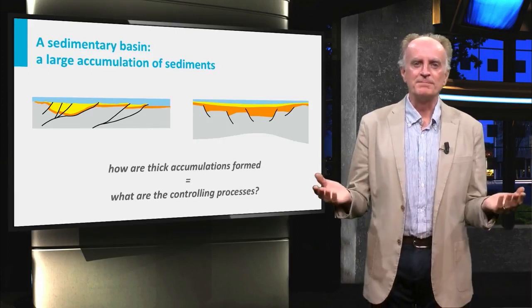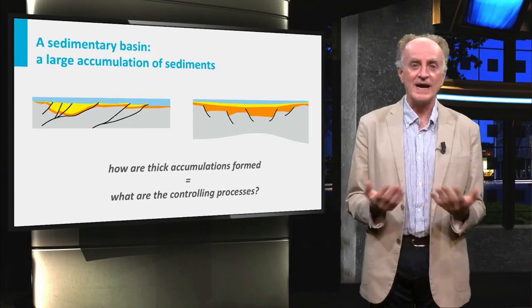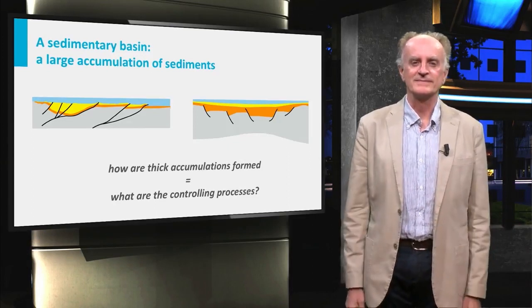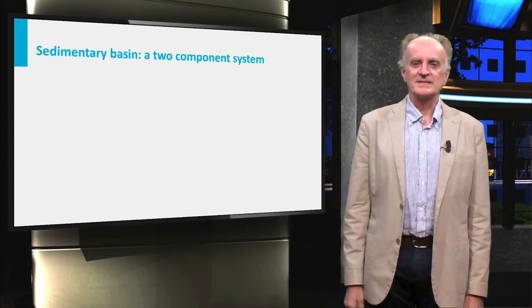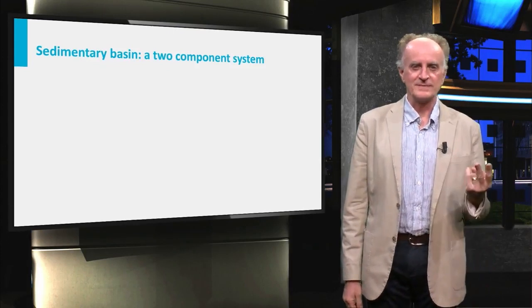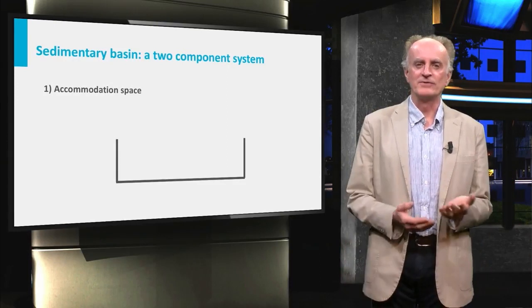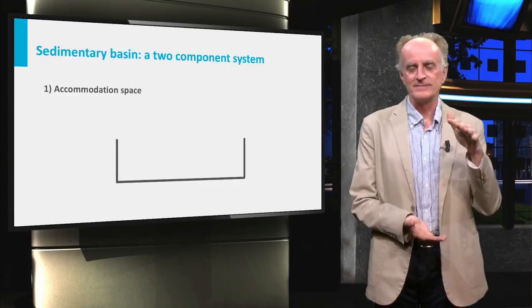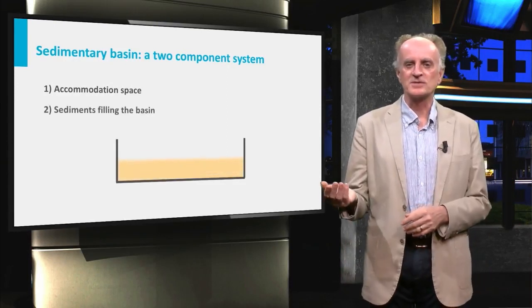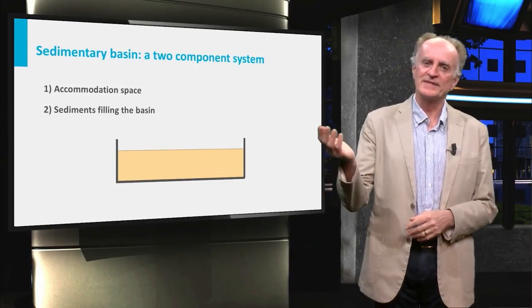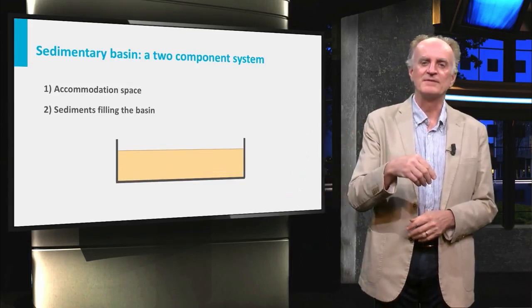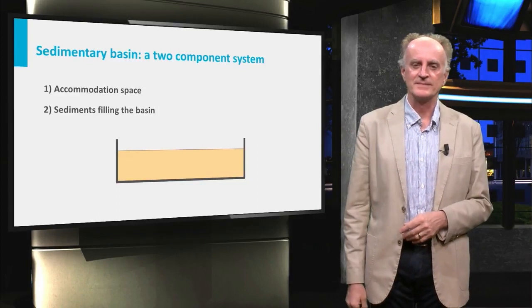How can we make space for so much sediments? What are the controlling processes? Sedimentary basins are systems with two components. On the one side, the processes which control the amount of accommodation space available. On the other, the processes which control the amount and type of sediments produced and eventually deposited into the basin.